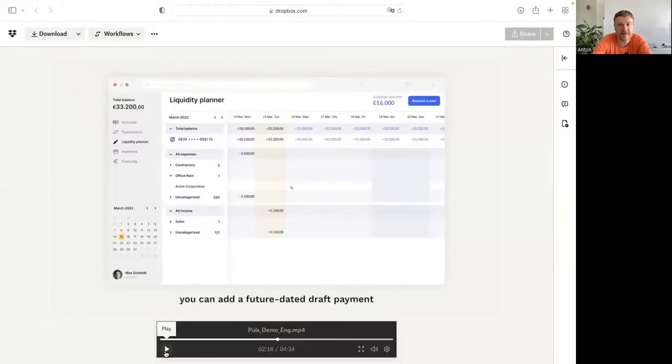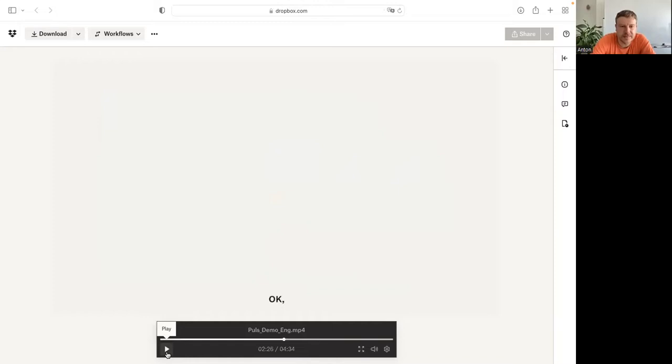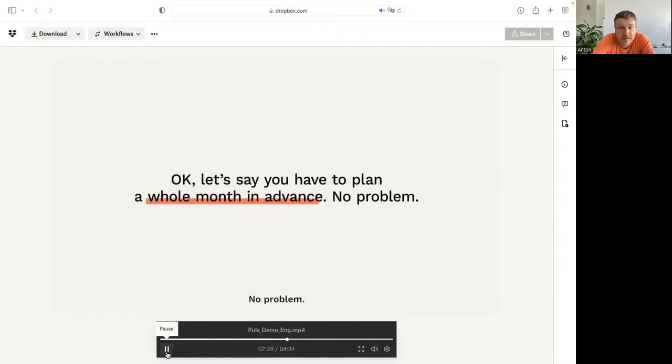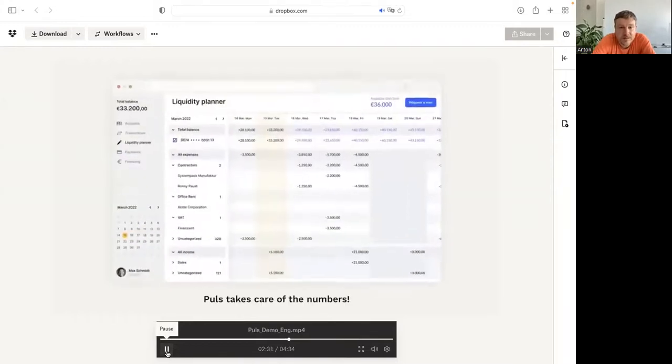So if we don't have enough cash, what will we be doing? You can add a future dated draft payment to immediately see how it will impact your business. Instant and easy. Let's say you have to plan a whole month in advance. No problem. Puls takes care of the numbers.